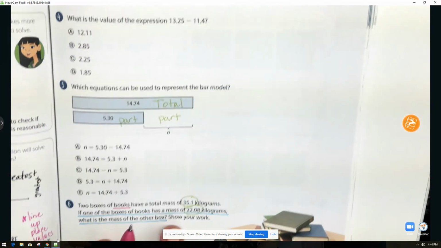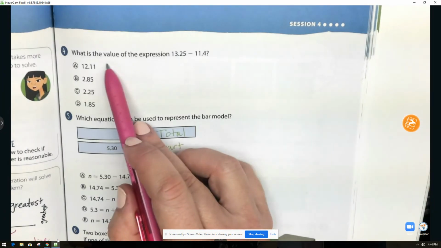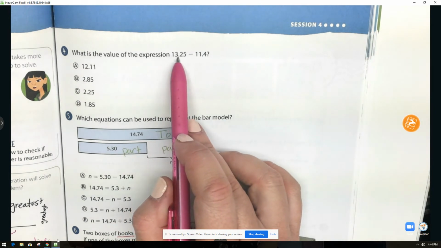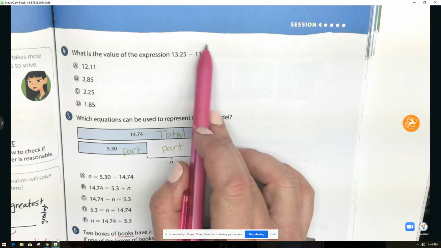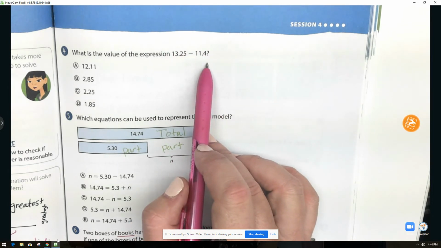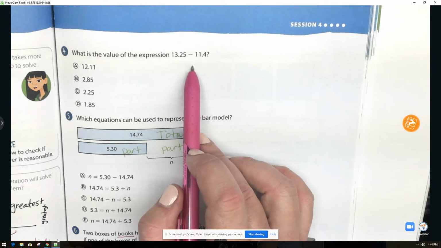Number 4. Number 4 says, what is the value of the expression 13 and 25 hundredths minus 11 and 4 tenths? Go ahead and use your best strategy to solve this subtraction equation.